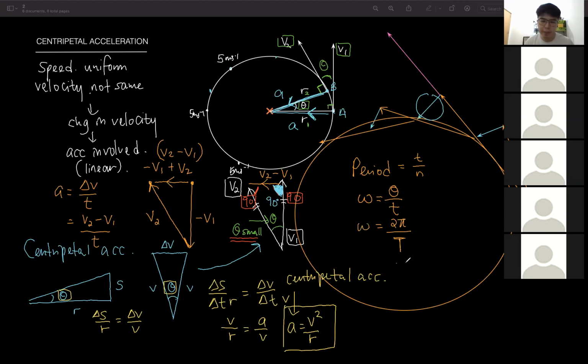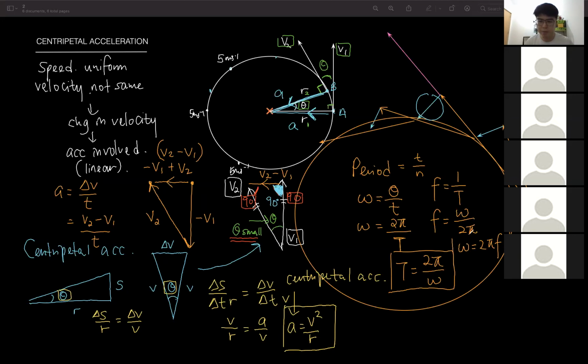And then we have period equals 2 pi over omega. This one also, you might need this. And also frequency. So frequency is the inverse of period, right? So frequency is 1 over T. So angular velocity can also be expressed as 2 pi f. Again, I box this one.